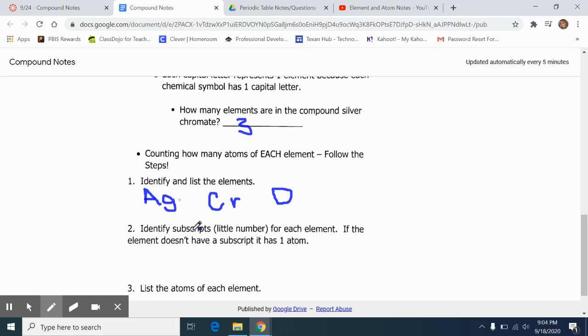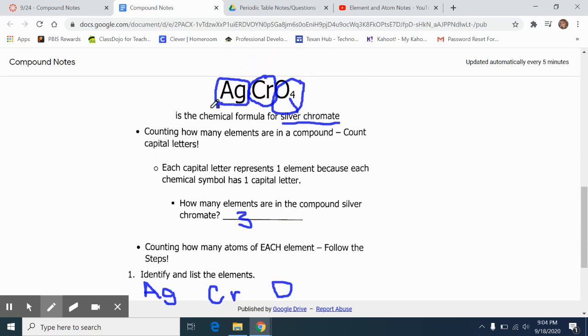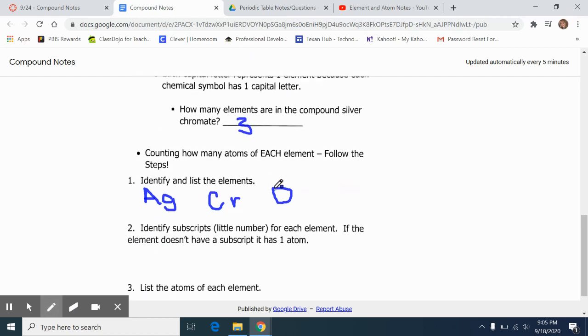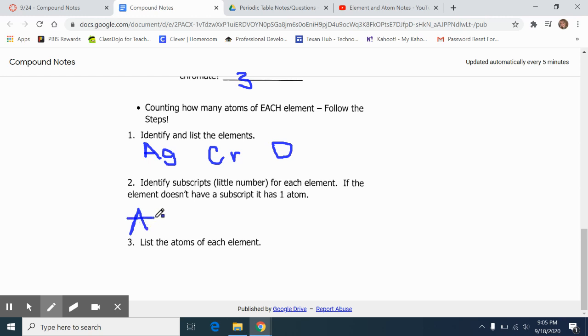Now, the next step is to identify the subscripts, which is the little bitty number for each element. Now, here's the tricky part. If there is no subscript, it has only one atom. So if there is nothing beside the element, that means it has a given number of 1 atom. So we can see here, I'm going to erase this so we can see a little better. We can see here that Ag has a subscript of 2. So I'm going to go back down here, and by Ag, I'm going to write 2.